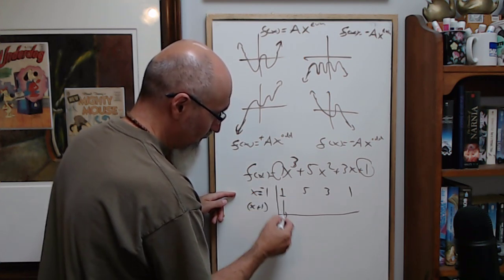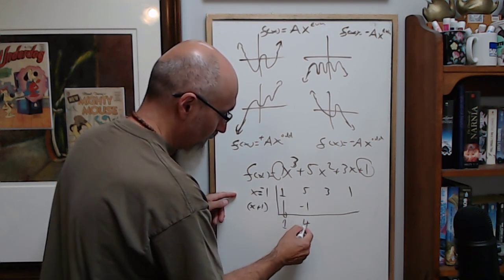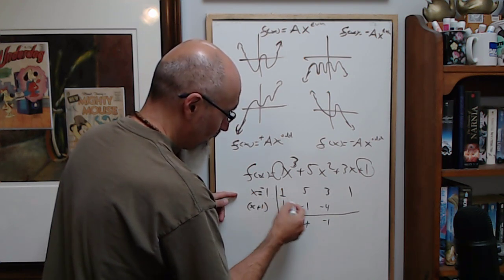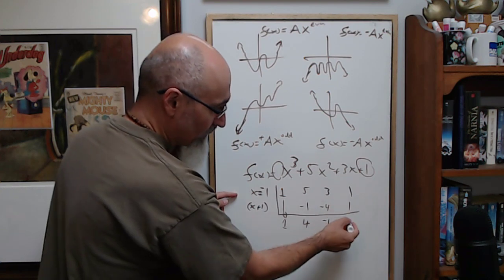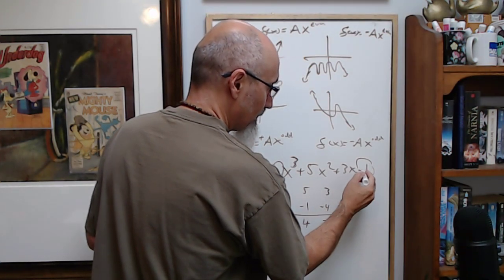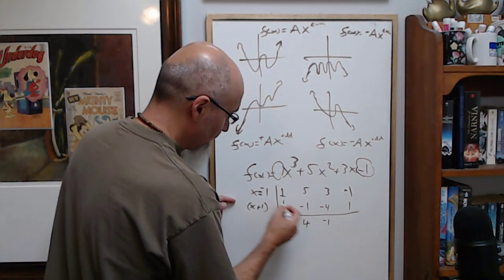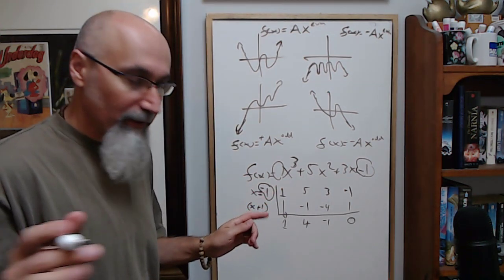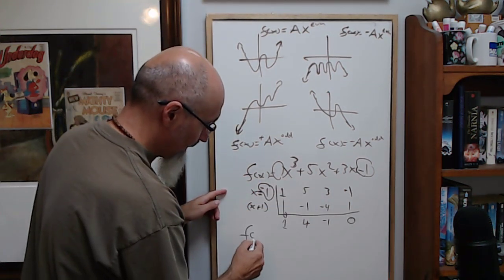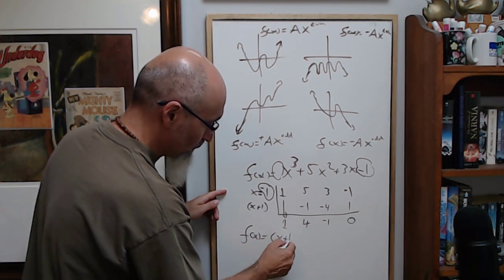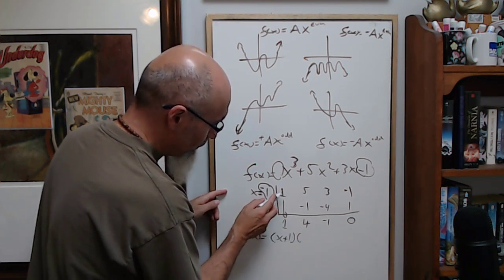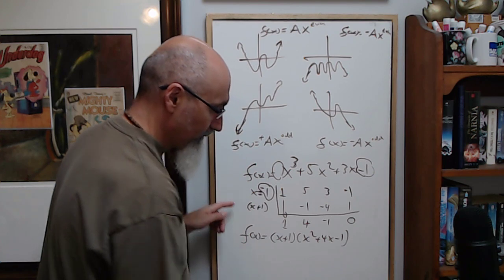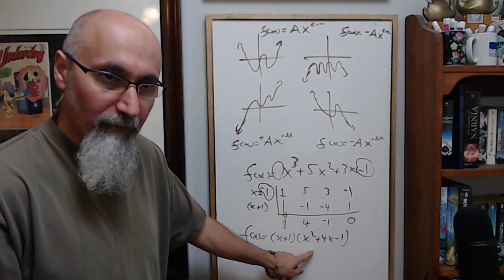So you bring this down, multiply by negative 1, that's negative 1. Add those, you get 4. Multiplied by negative 1, you get negative 4. Add them together, you get negative 1. Multiply by negative 1, you get 1. And it doesn't factor. If we change this to a negative 1, then multiply by negative 1, whatever is here becomes positive 1. You add them, you get 0. Yay, we factored it. So f of x is x plus 1 times, reduced by 1 degree, x squared plus 4x minus 1, and you can factor this using the quadratic formula.